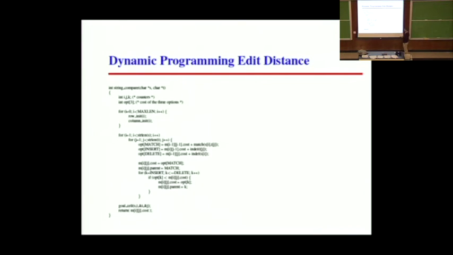And so I keep the cost. What is the i,j cost? And what is the parent? Which direction did I come from? Did I come from there, or there, or there? Any questions about that? Okay, any questions?